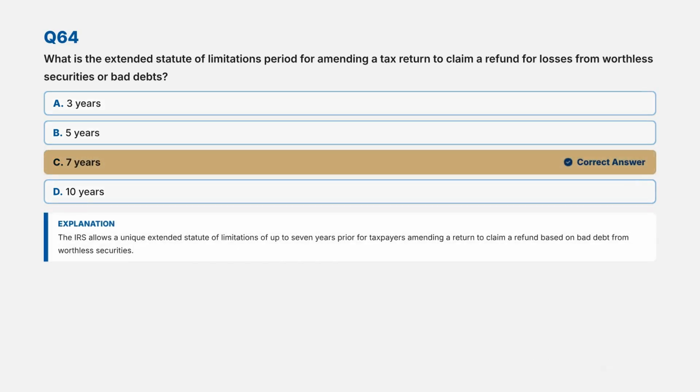The correct answer is C. 7 years. The IRS allows a unique extended statute of limitations of up to 7 years prior for taxpayers amending a return to claim a refund based on bad debt from worthless securities. Perfect. Let's move ahead to question 65.